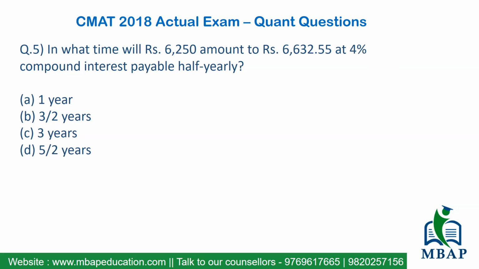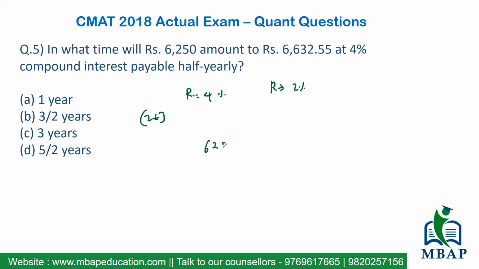The question says, in what time will rupees 6250 amount to 6632.55 at 4% CI payable half yearly? My rate of interest of CI has been given to you as 4%. But this has to be compounded half yearly. So my effective rate would become how much? My effective rate will become 2%. If my effective rate is 2%, but I'm going to pay half yearly, then my effective time would become 2T, not single T, right?